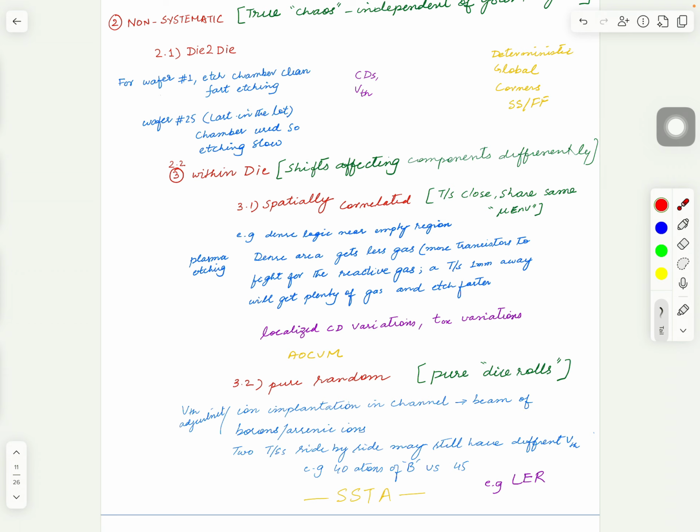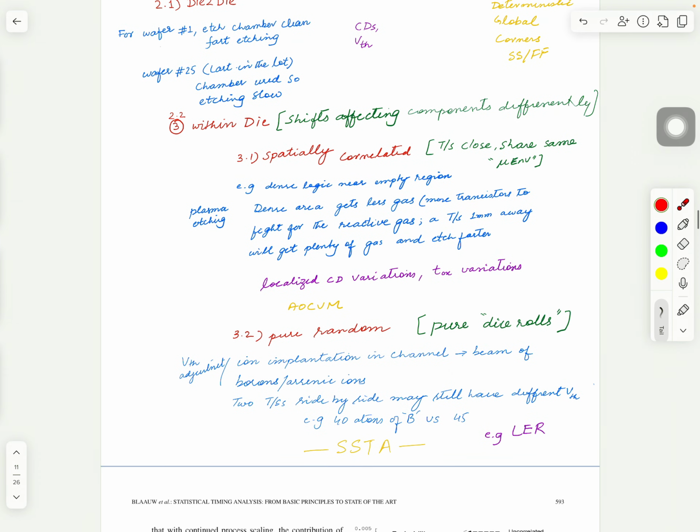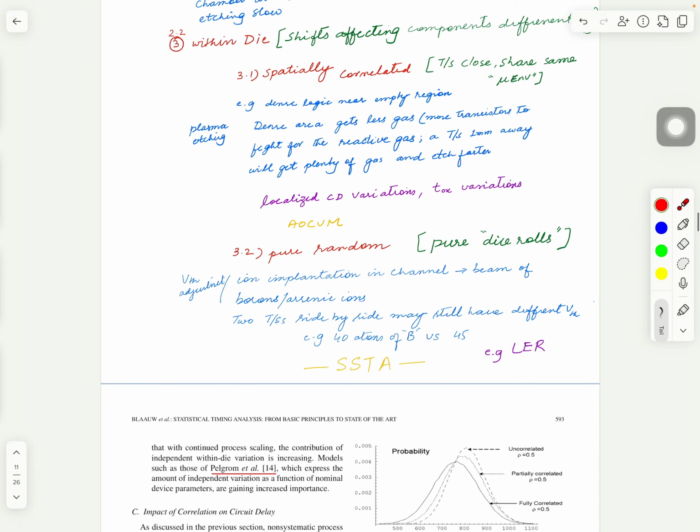But this is where we can understand that they are close. If the two devices are closer to each other, we don't apply as much derates because they are similar. But the devices which are sitting further from each other tend to have different variations. So we try to apply bigger derates. Those are AOCV derates. Then comes the pure random.